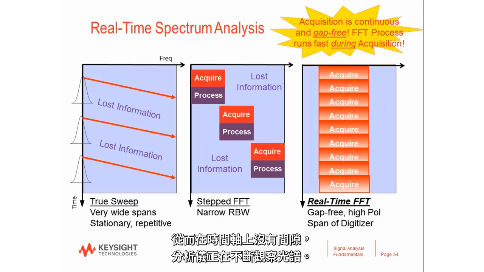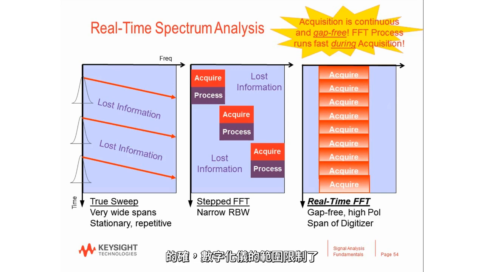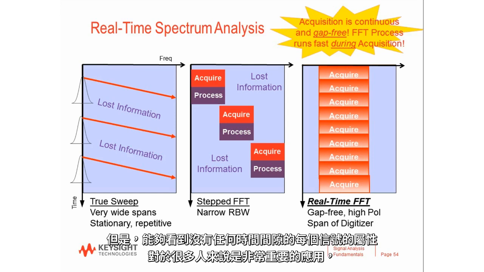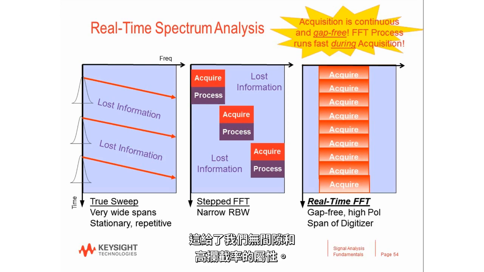The analyzer is continuously looking at the spectrum. Now, it's true that the span of the digitizer limits the amount of spectrum, the width of this measurement, that we can see at any particular time, but the attribute of being able to see every signal without any time gaps is a very important one for many applications. This gives us the attributes of being gap-free and having a high probability of intercept.